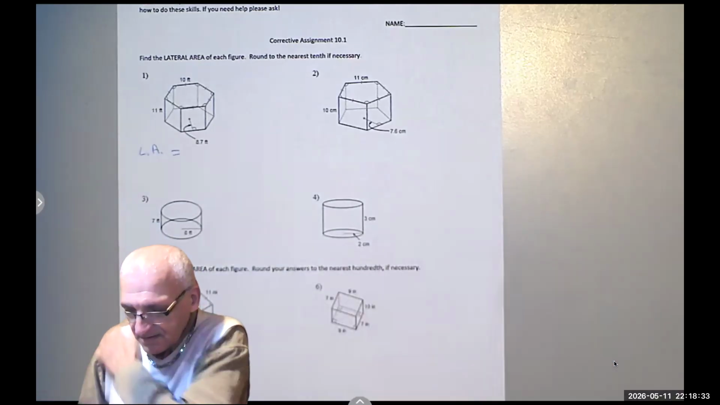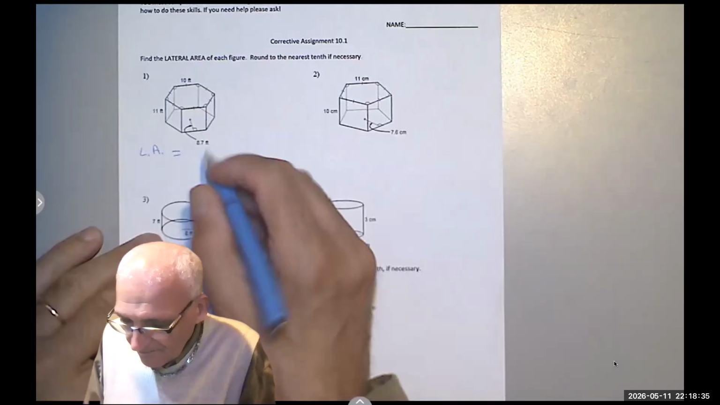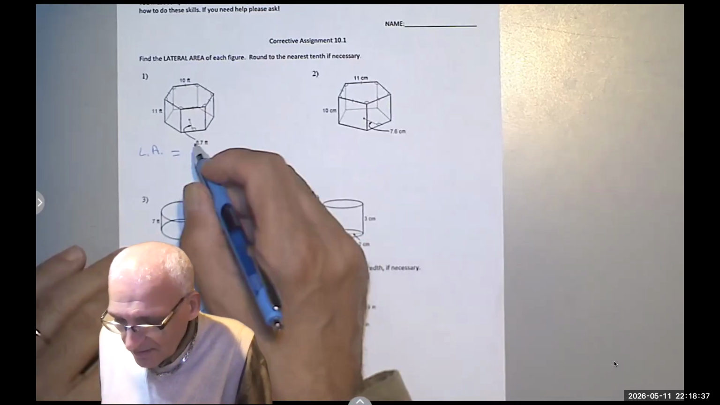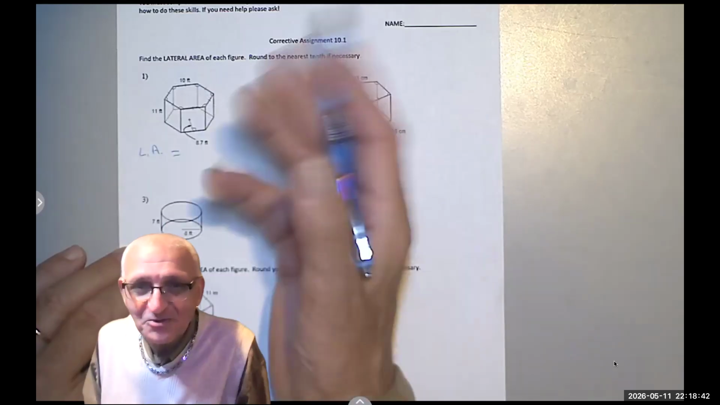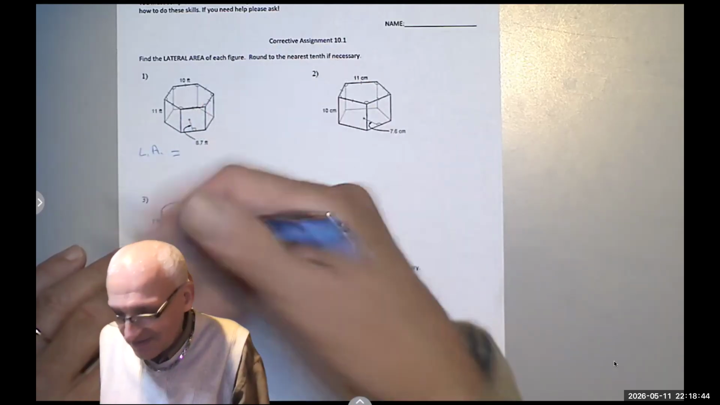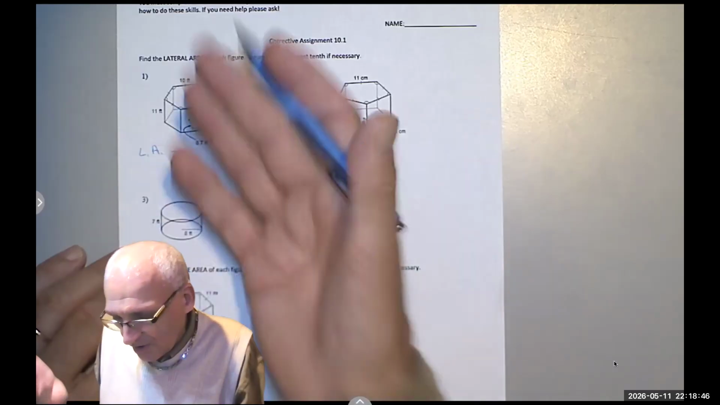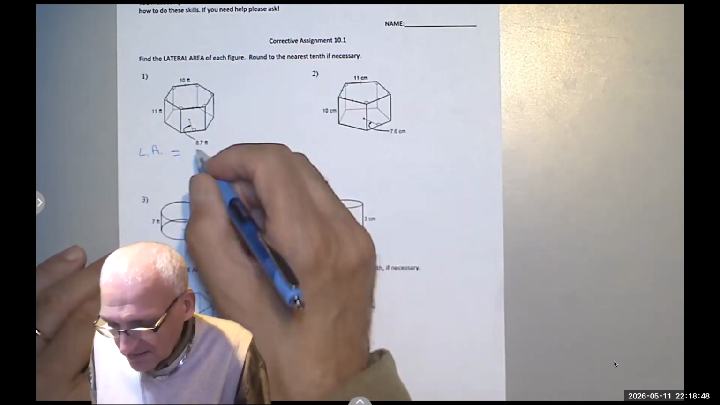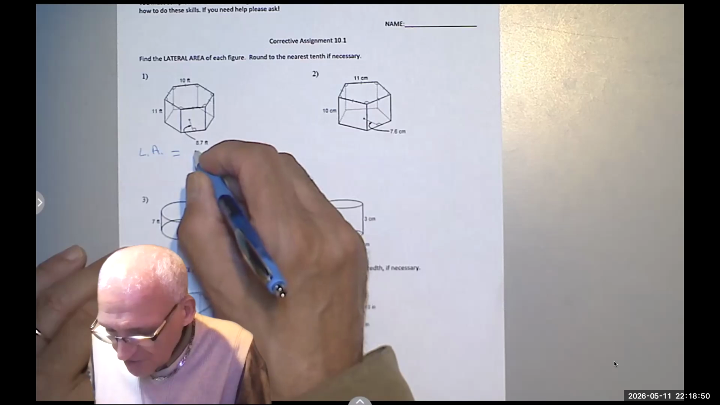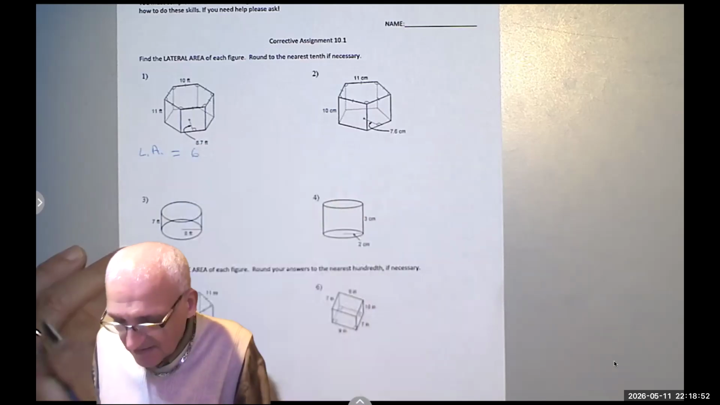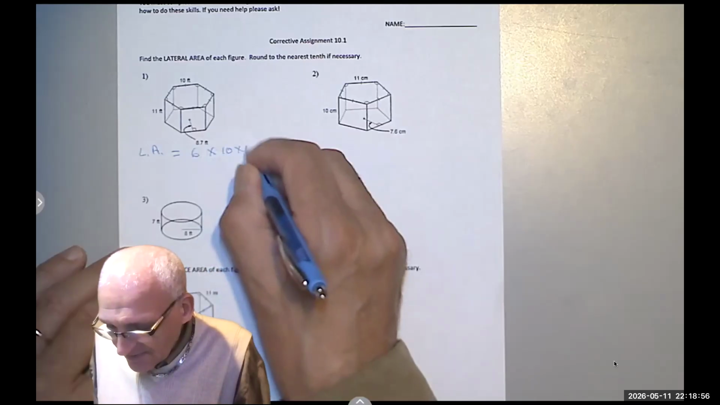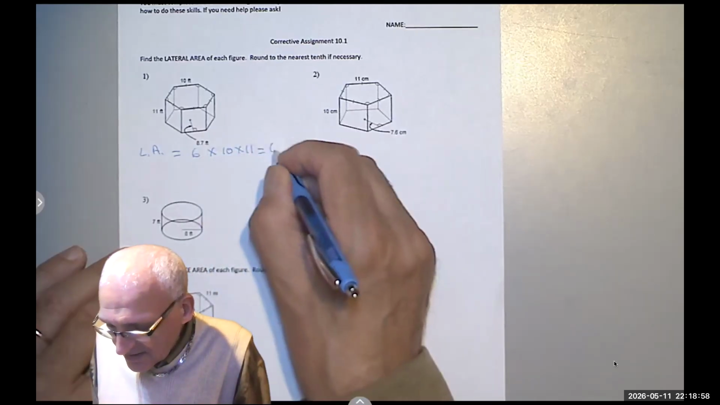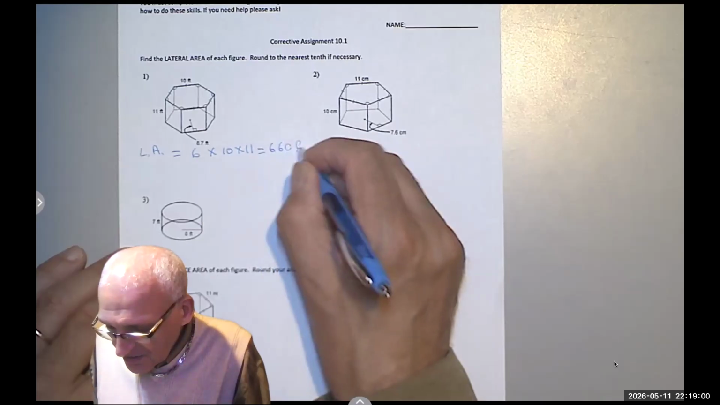So the lateral area of this hexagonal prism, so to speak. It's a prism with the top and bottom being hexagons. And the area of each one, so first of all, I have 6 of them. That's the meaning of hexagon. And each one is 10 times 11. 10 times 11 is 110, times 6 is 660 square feet.